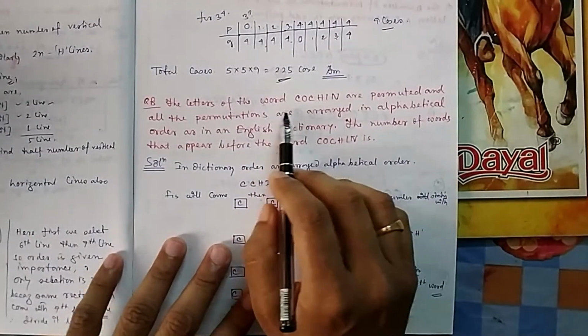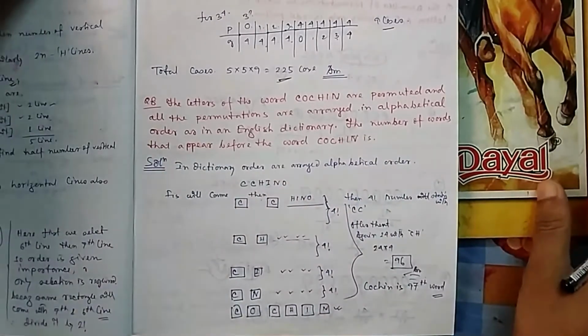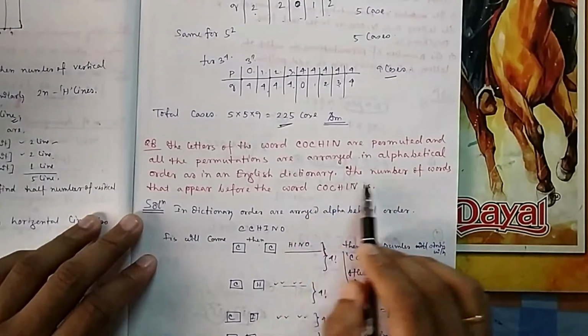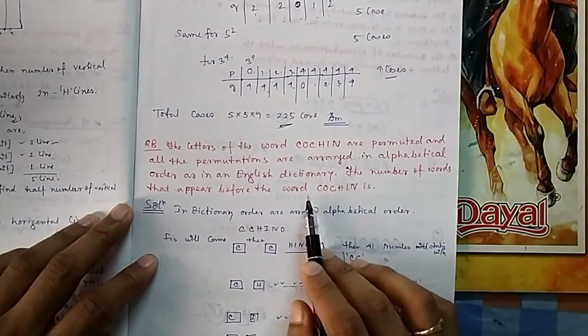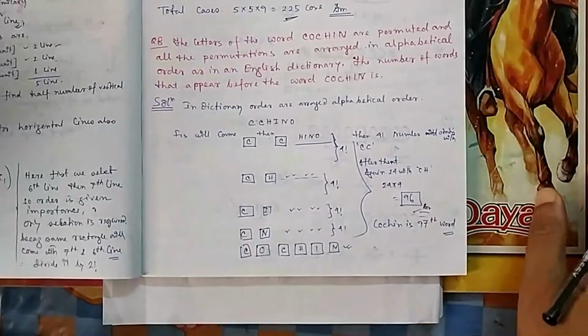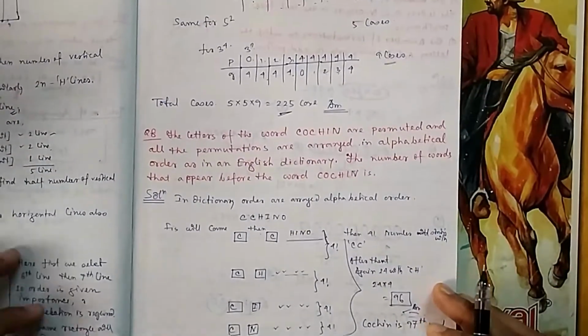Next, the letters of the word Cochin are permuted, and all the permutations are arranged in alphabetical order as in an English dictionary. The number of words that appear before the word Cochin. So Cochin is which number? Is it 3rd number, 4th number, or 8th number? That's what they are asking.